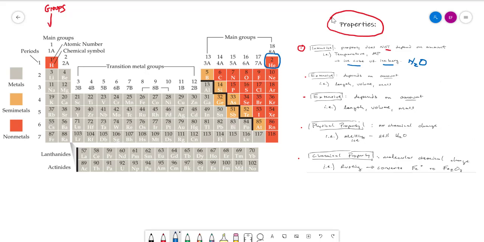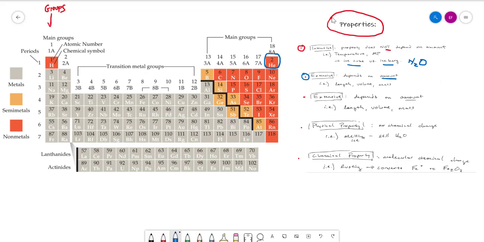The opposite of that is the extensive property. An extensive property is one in which it does depend on the amount of that particular substance. So something like the length, the volume, or the mass of that particular element, say the amount of helium inside of that balloon, does dictate these sorts of extensive properties.